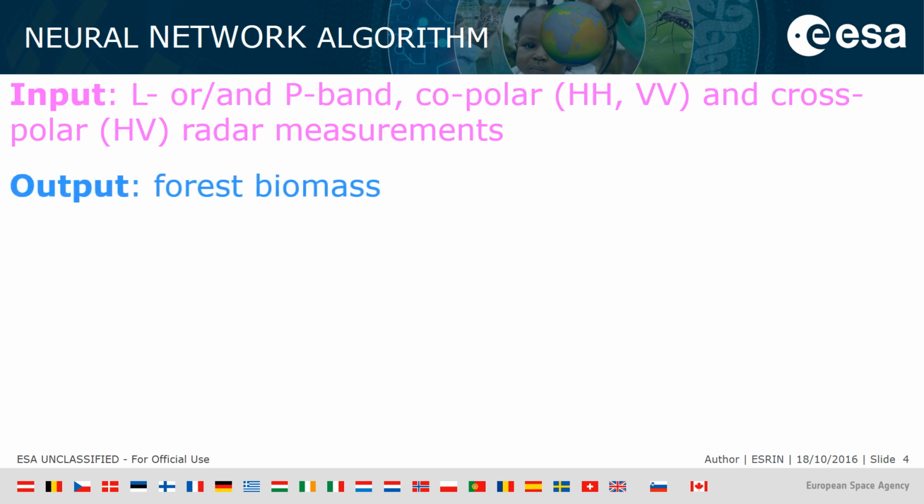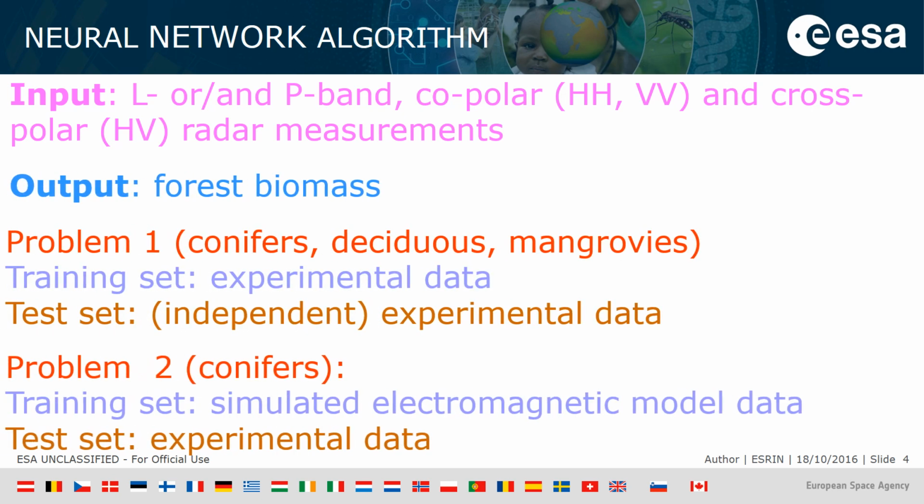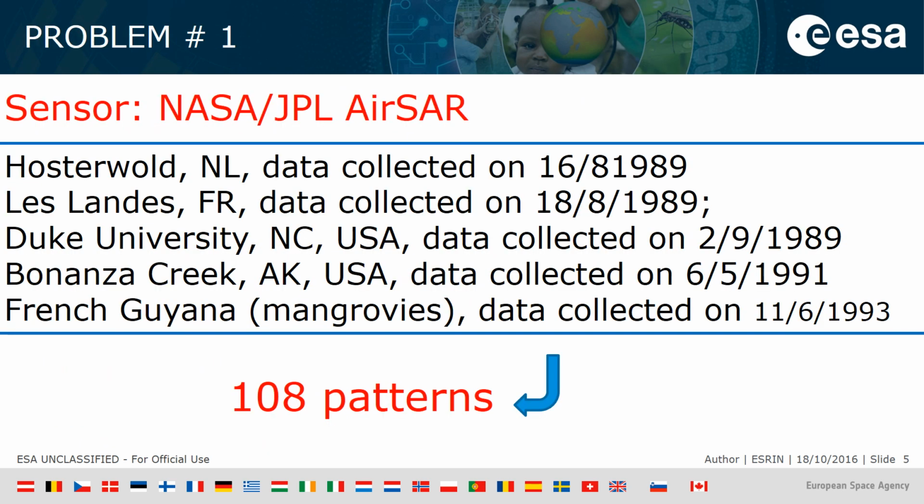We are going to address this problem according to two schemes. In the first scheme, which is problem number 1, we train the network, the model, with experimental data, and we test it on the experimental data. In the other scheme, we train the network with simulated electromagnetic data, and we test on experimental data. The input is the L band and P band backscattering coefficients together, or as a single configuration at HH, VV, and HV polarization.